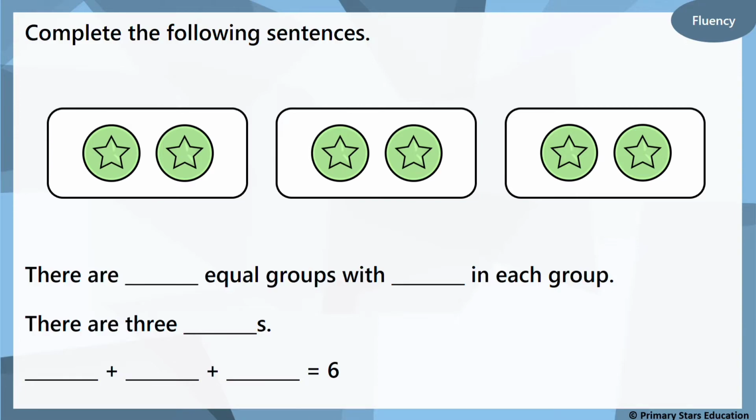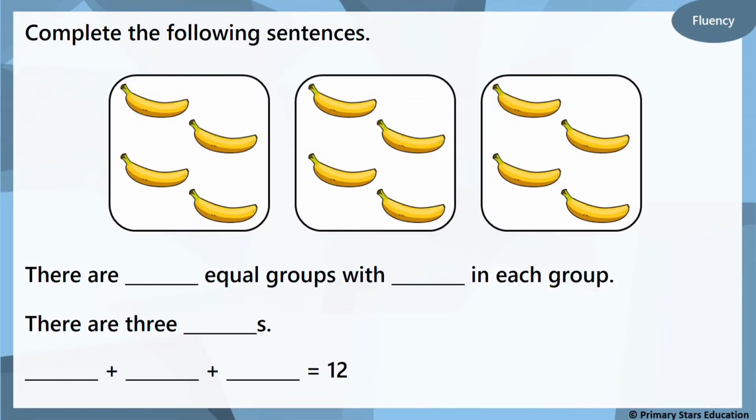Are you ready? There are 3 equal groups with 2 in each group. There are 3 2s, and 2 add 2 add 2 equals 6. Pause the video. Okay, now you're back. There are 3 equal groups with 4 in each group. There are 3 4s, and so obviously 4 add 4 add 4 equals 12.